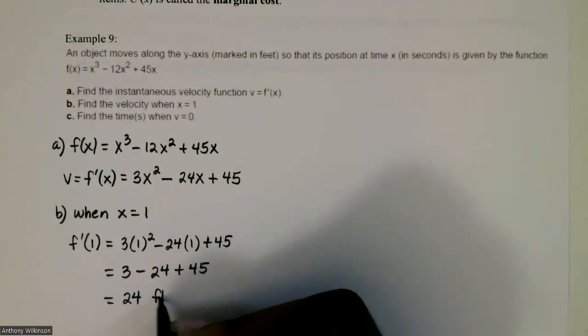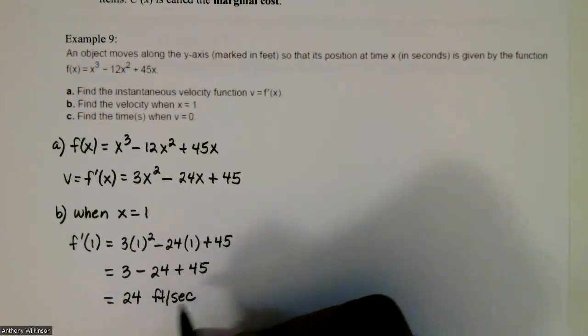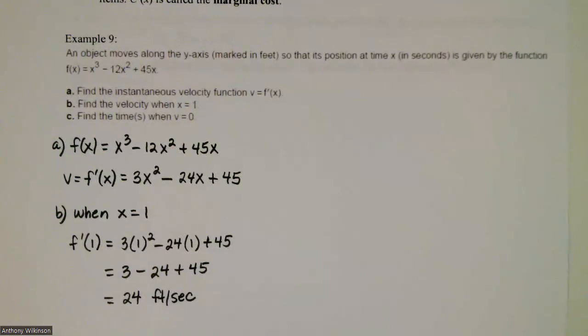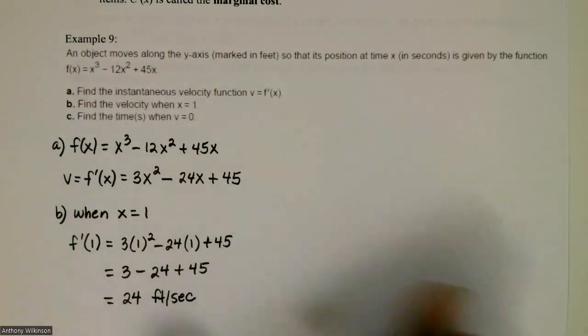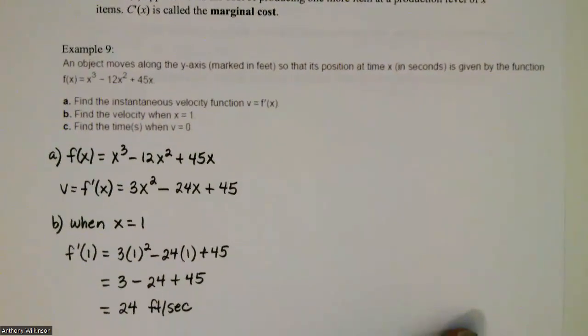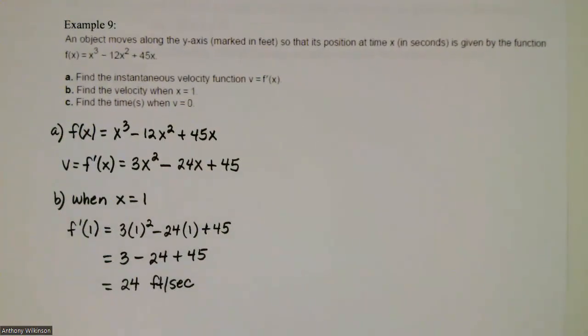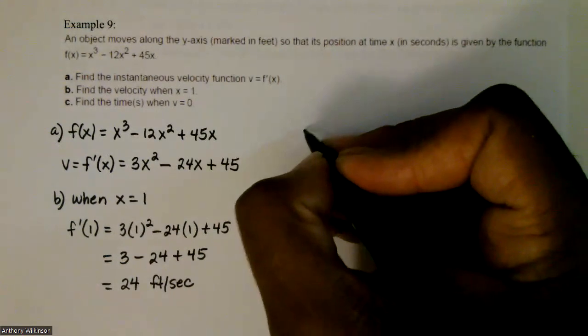And this will be in feet per second, since velocity is in feet per second, and we're dealing with feet and seconds. So when x is equal to 1, the velocity will be 24 feet per second. Or the velocity of the object moving along the y-axis will be 24 feet per second. We'll have that velocity.